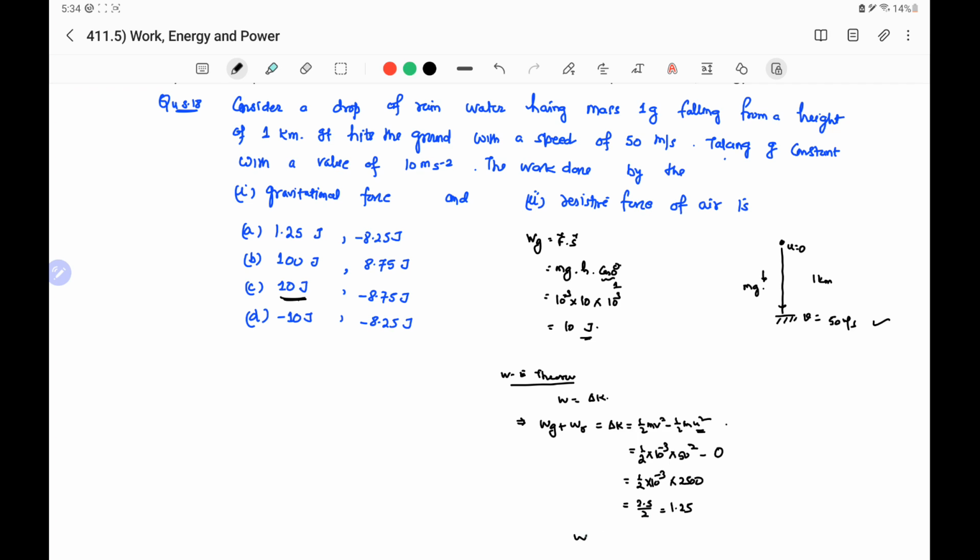Hence, the work done due to the resistive force will be equal to 1.25 minus the work due to gravity, and the work due to gravity we have calculated as 10 joule, so it will be equal to minus 8.75 joule. Hence, option C is the correct option.